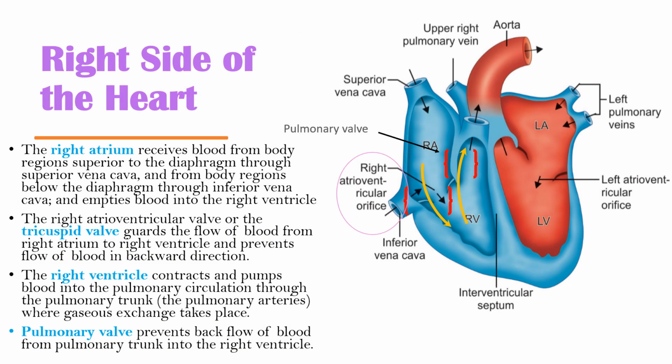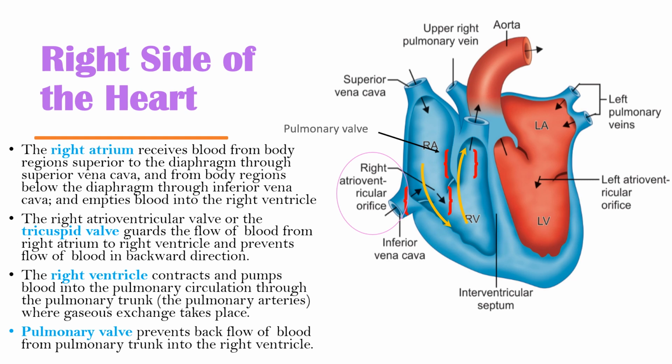The heart has 4 chambers, 2 atria and 2 ventricles. The right atrium and right ventricle constitute the right side of the heart, sometimes called the right heart, especially by clinicians, and the left atrium and left ventricle constitute the left side of the heart, or the left heart.